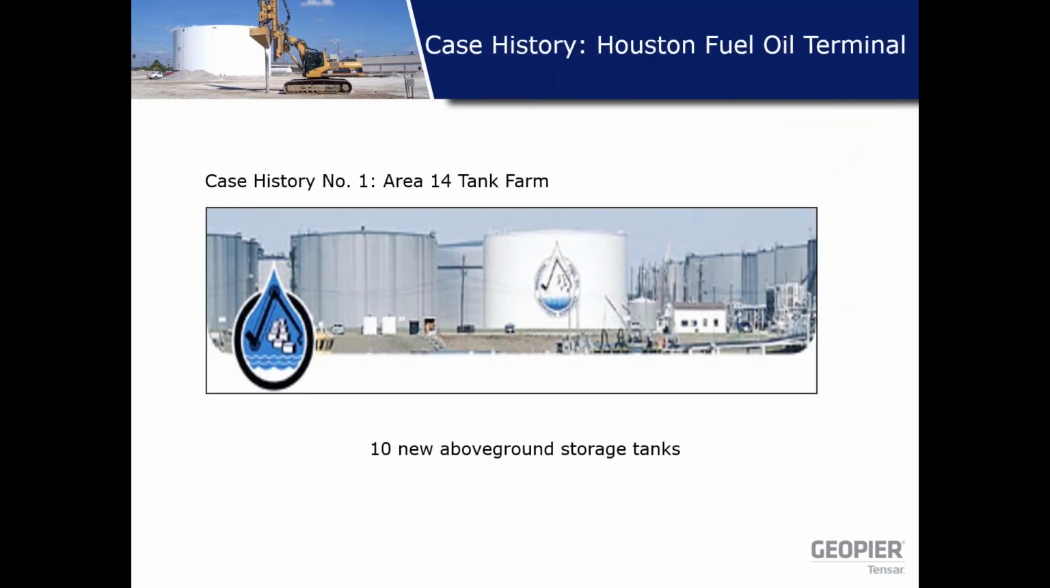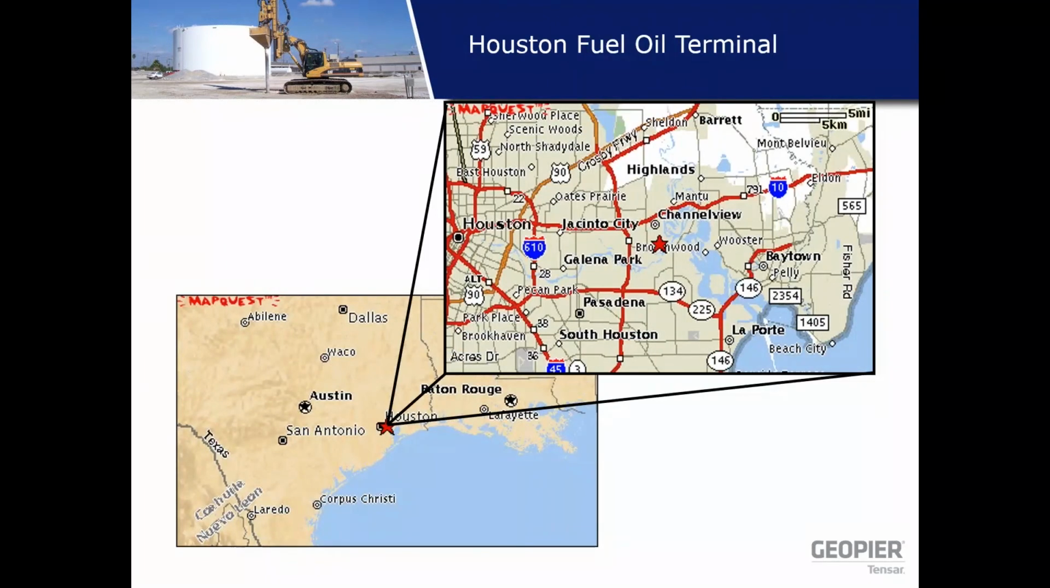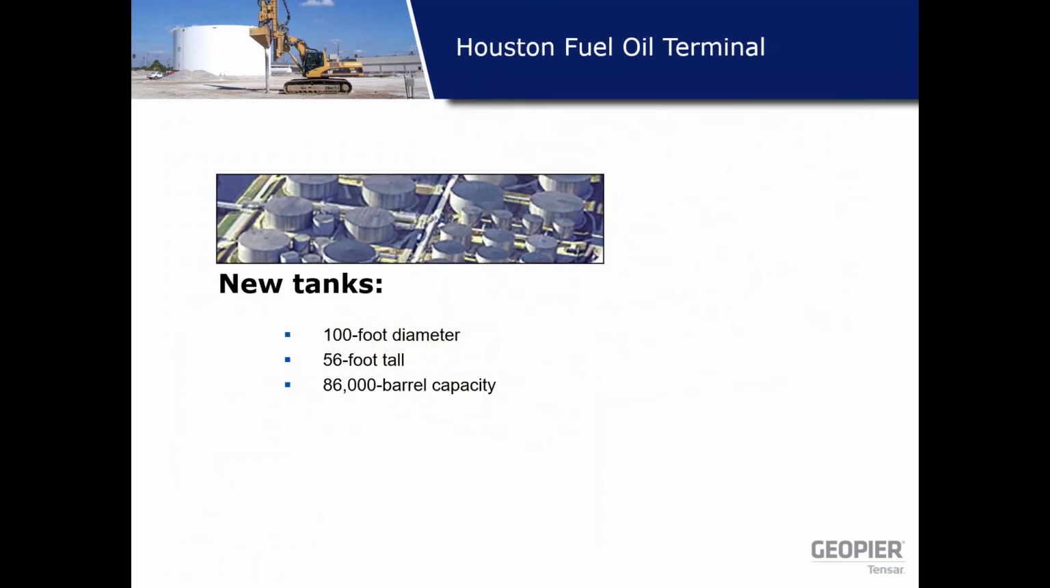So let's talk about the case histories. This is a tank farm project, Houston Fuel Oil Terminal. We supported 10 aboveground storage tanks. This is a picture showing the location of the tanks in Houston, Texas. These tanks were 100 feet in diameter and 56 feet tall. Each tank's carrying capacity was 86,000 barrels.